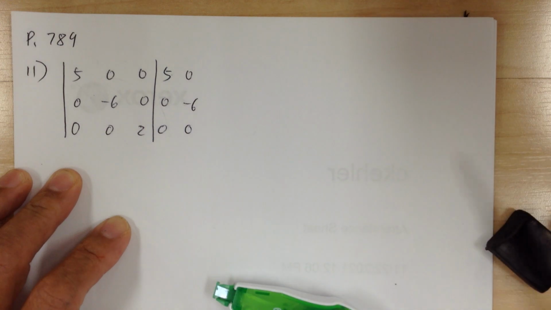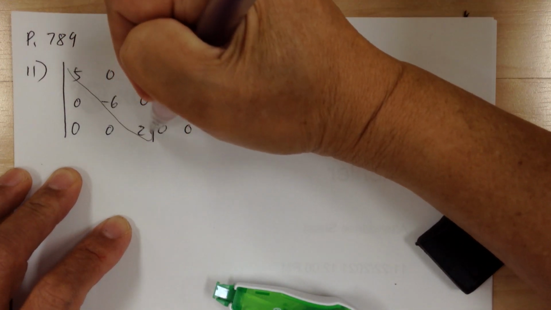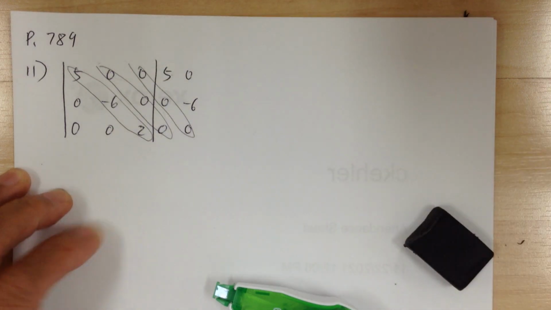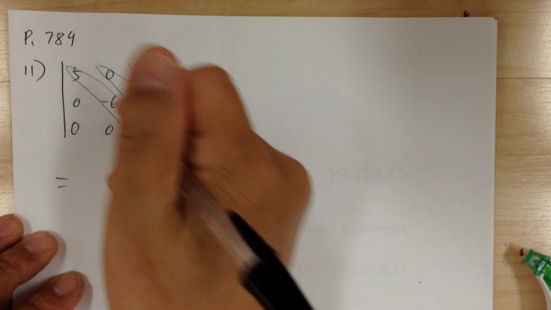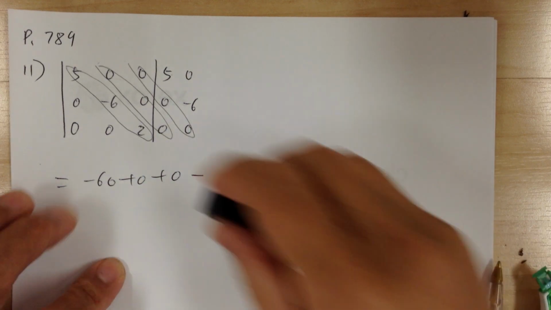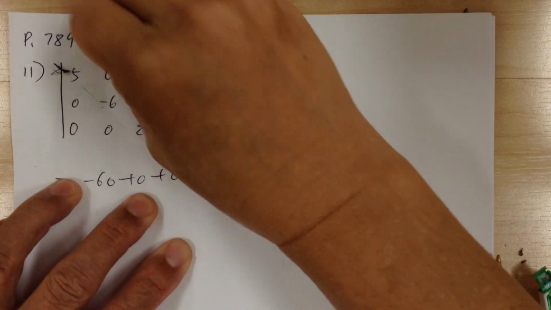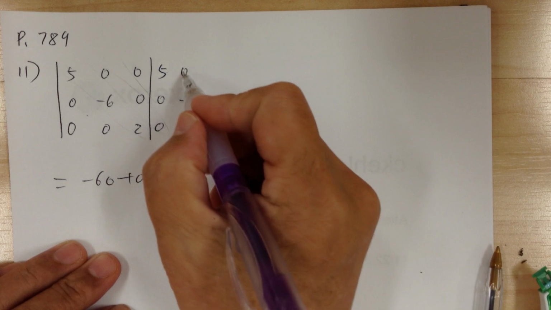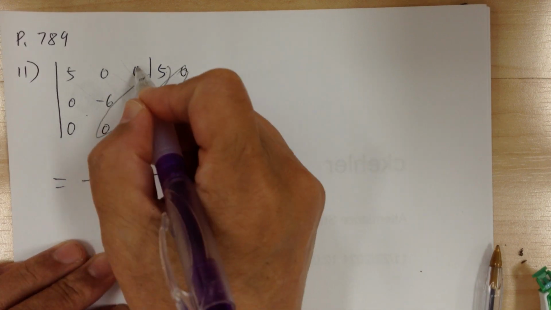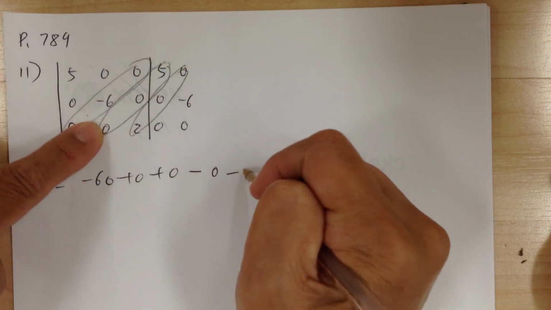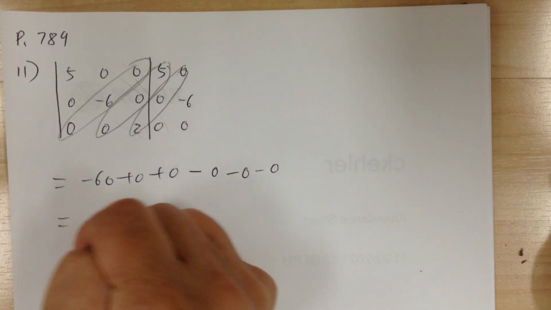Got a little bit sloppy. Okay, let's do a better job. Okay, so this could equal to negative 60 plus 0 plus 0 minus. Okay, so you go to opposite diagonals. So you go this way, this way, this way. So it'll be minus, so we got 0, so minus 0, minus 0. So the answer will be just negative 60.